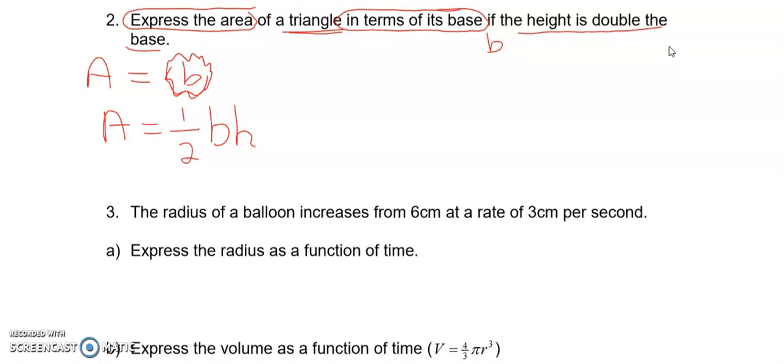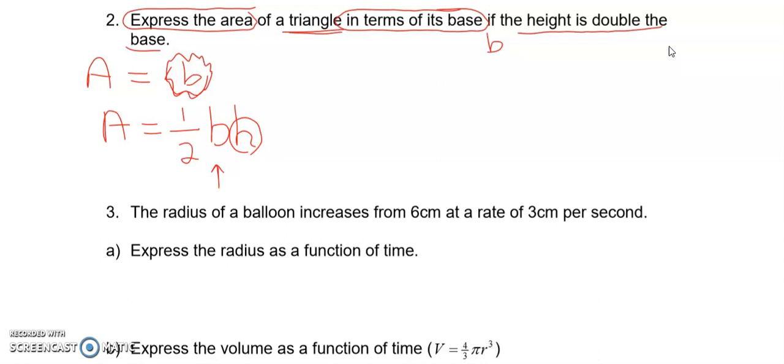Now, remember what you have to end up with. The B right there is absolutely fine. I can leave that B there because we have to express the area in terms of its base, or as a function of its base. That's another way to think of it. But the H, that's got to go. That has got to go somehow. So you need to come up with another equation that relates H and B.